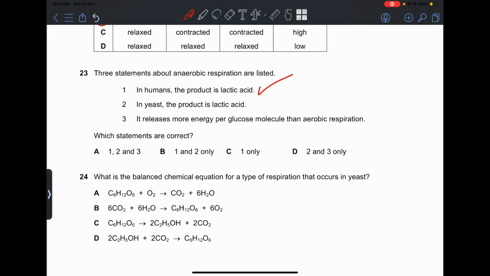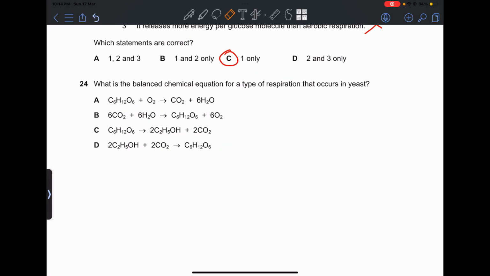So in yeast, the product is lactic acid. This is incorrect. It is actually ethanol or alcohol. Now, 3 says it releases more energy per glucose molecule than aerobic respiration. This is actually incorrect. So our answer is going to be C, which is 1 only. 24. What is a balanced chemical equation for a type of respiration that occurs in yeast?